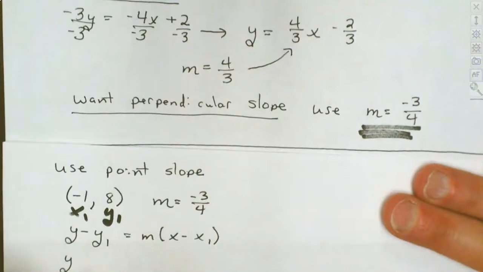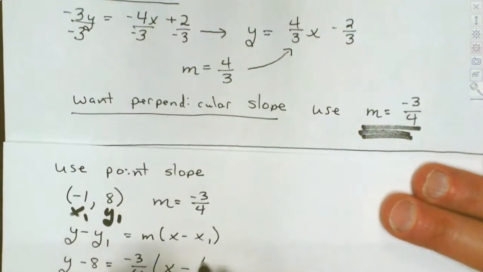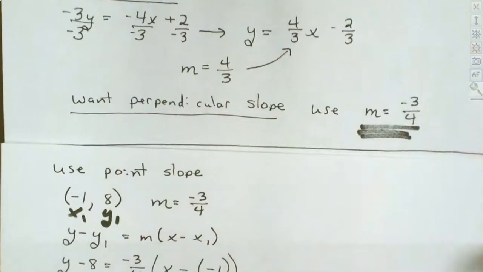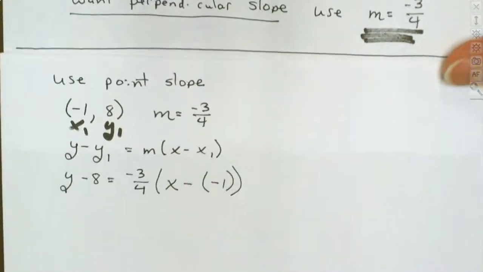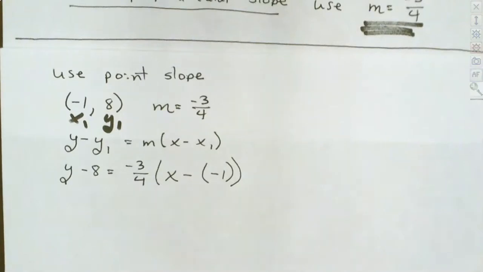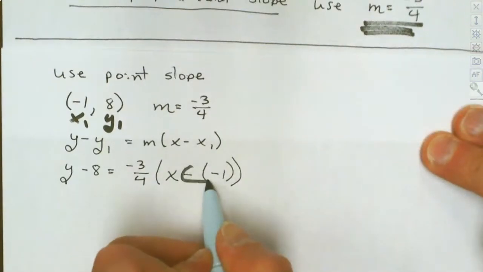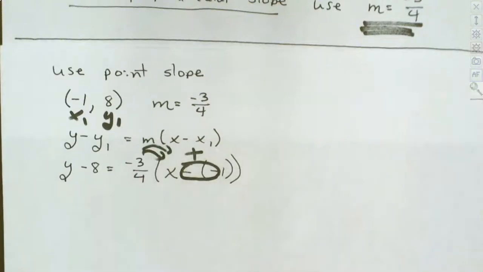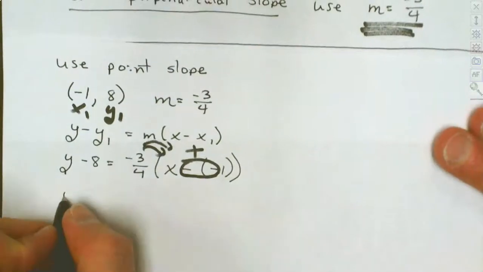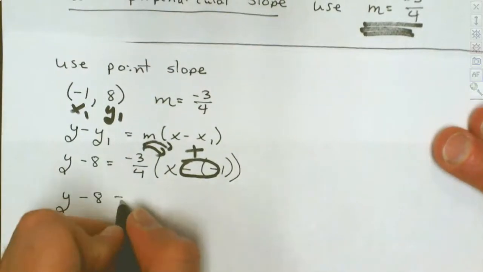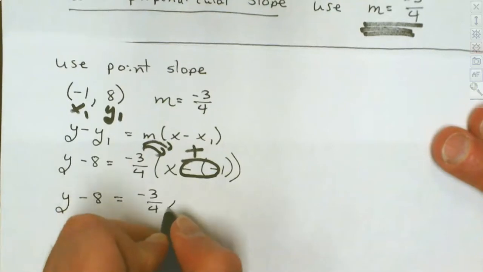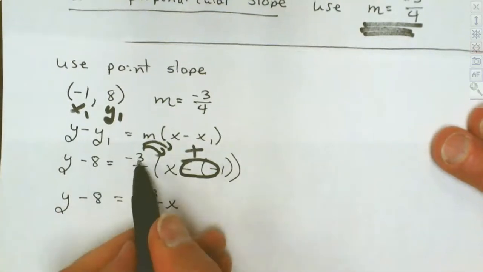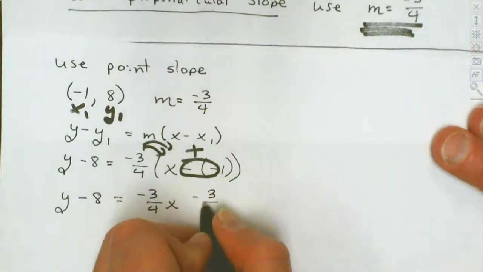And that's going to then be y minus 8 equals now minus 3/4 times x, and watch your double negative, minus a minus 1. Move it up here. Sorry about that. Okay, the double negative here makes that then positive, and we're going to distribute it through. So y minus 8 equals minus 3/4 x. Negative and positive makes it a negative 3/4.